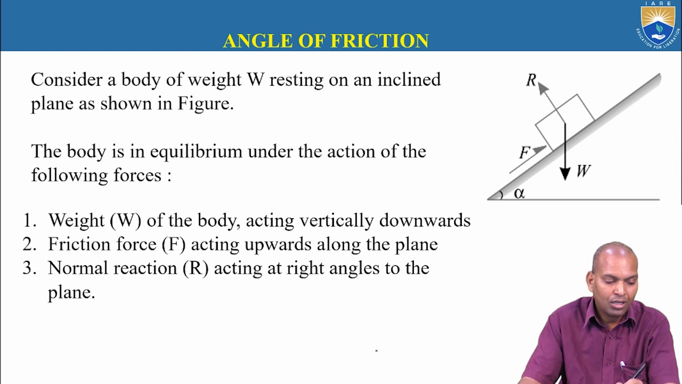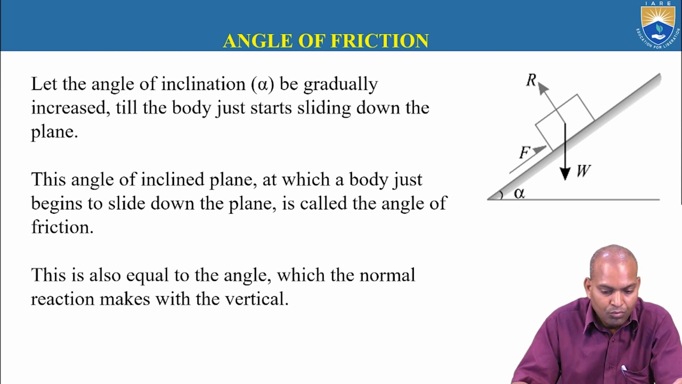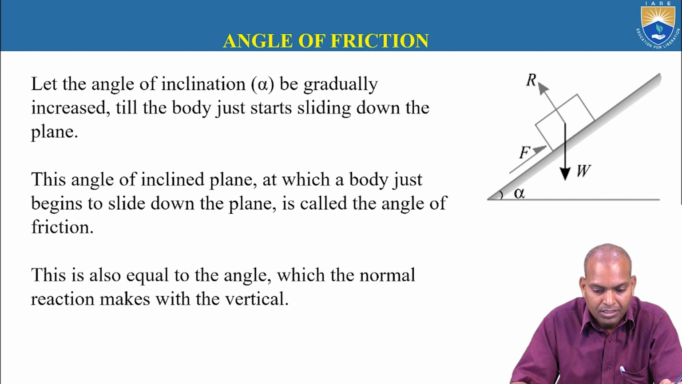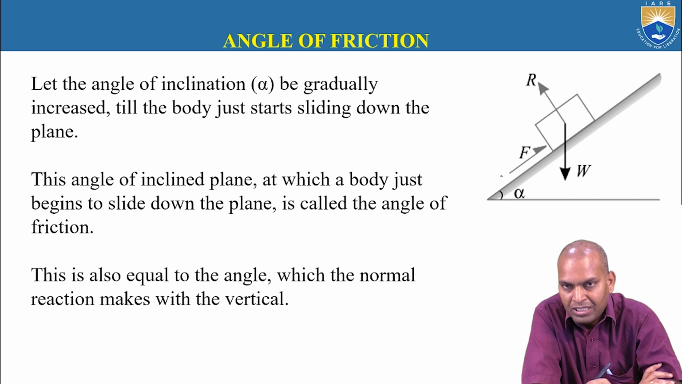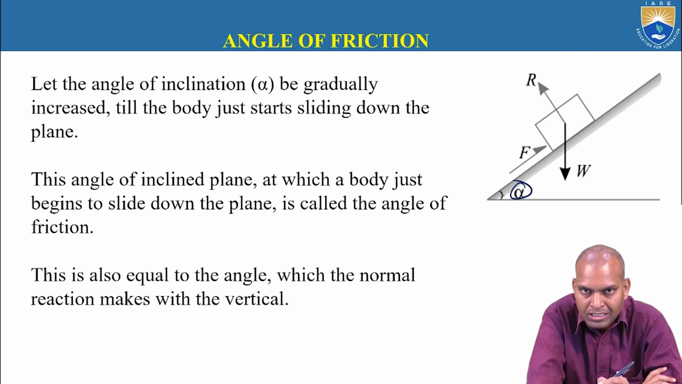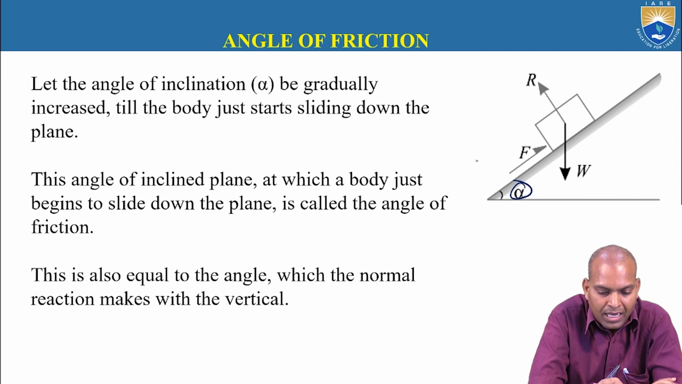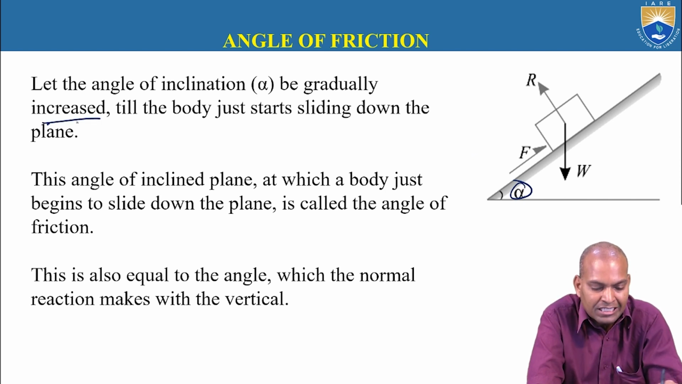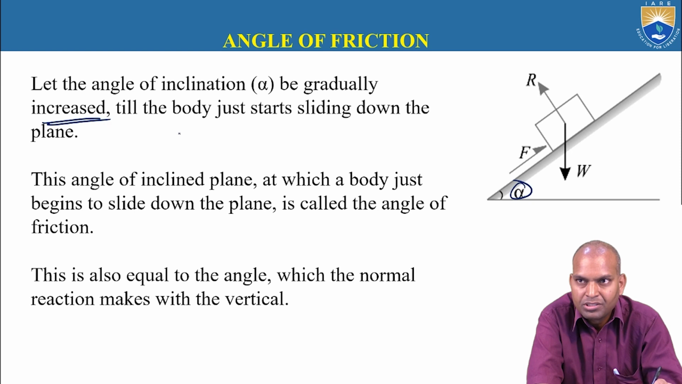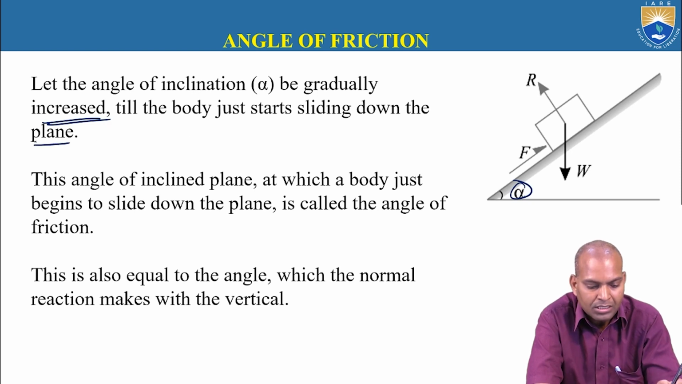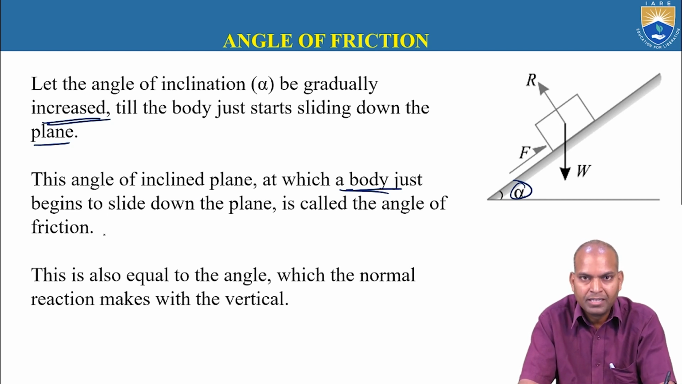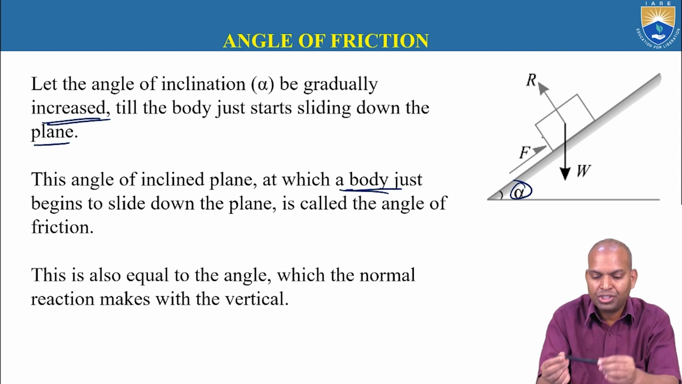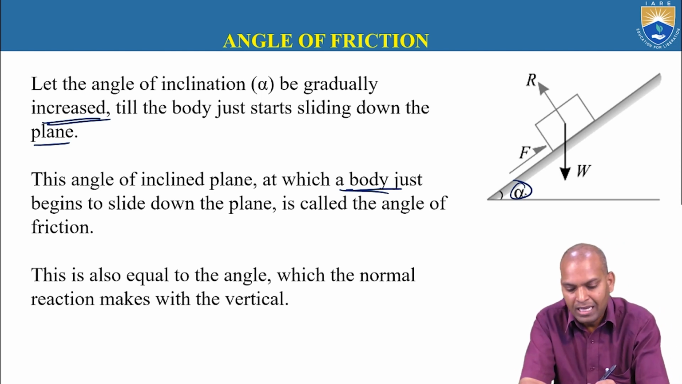Alright, next, the angle of friction. What is the angle of friction? In this figure, you can understand, this alpha is known as the angle of friction. The angle of inclination is gradually increased till the body just starts to slide down the plane. This angle of the inclined plane at which a body just begins to slide down is known as the angle of friction.